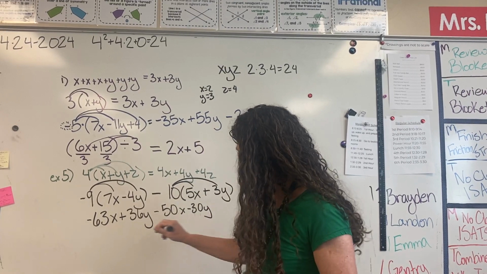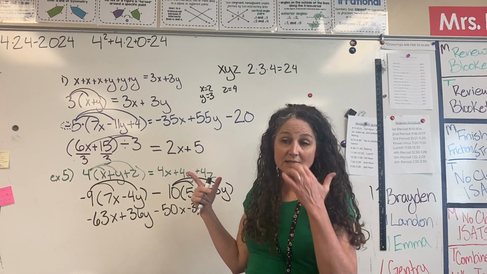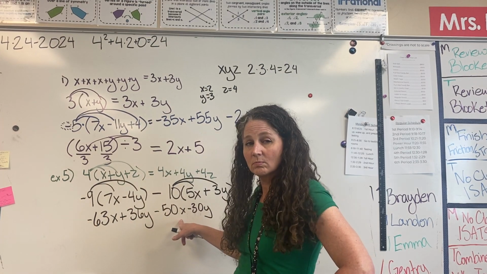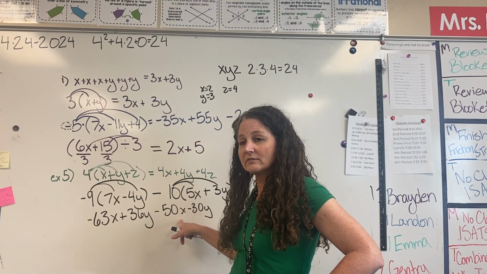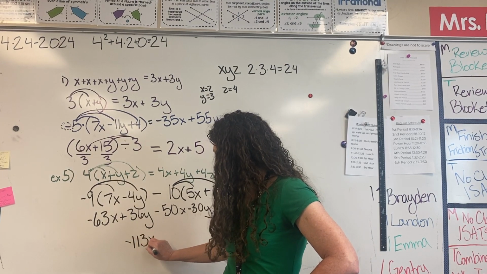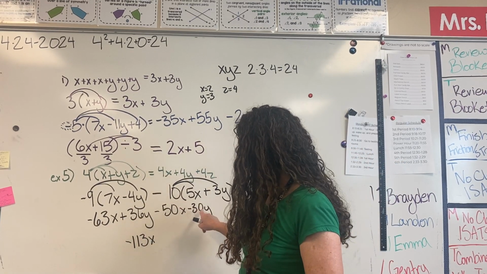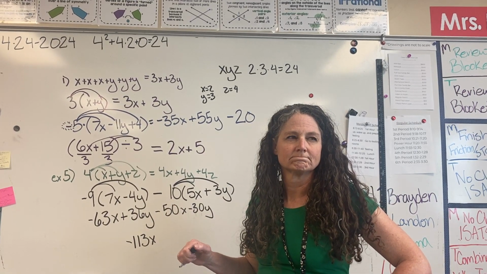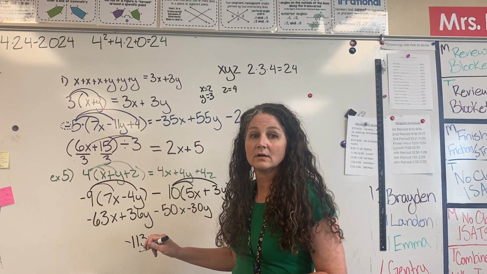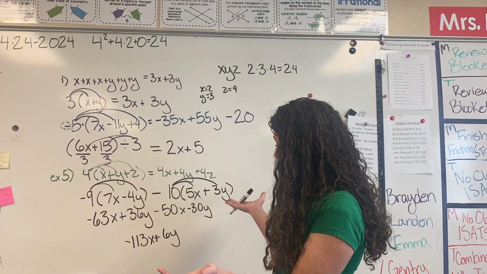Am I done with all my multiplying? Yes. PEMDAS says add and subtract in order from left to right. What is negative 63x minus 50x? Negative 113x. What else is positive 36y minus 30y? How many y's do I have? 6y. Positive or negative? Positive 6y. And I end up with negative 113x plus 6y.